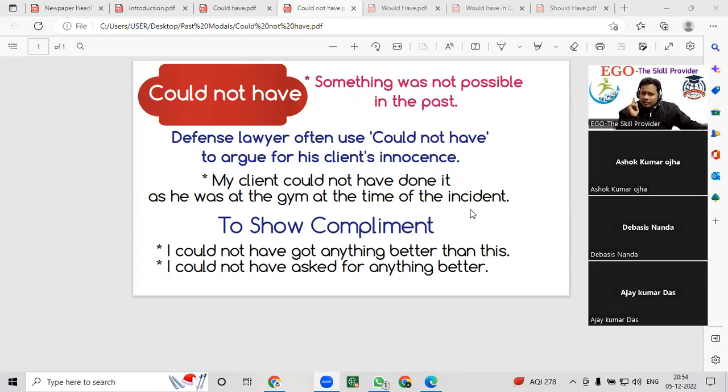That means the defense lawyer, or you, me and everybody, use could not have to argue for the innocence of their near and dear ones, right? You can say my brother could not have done that, impossible.